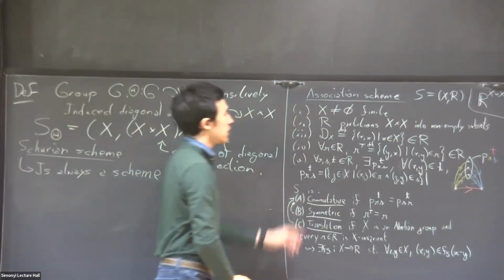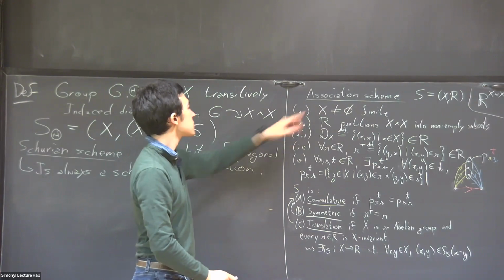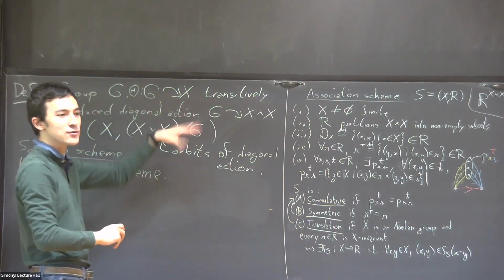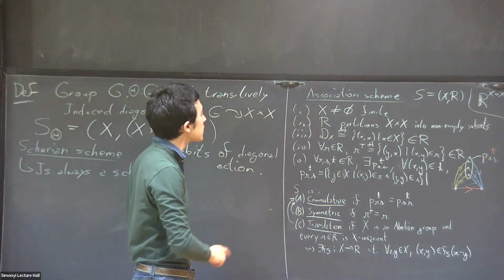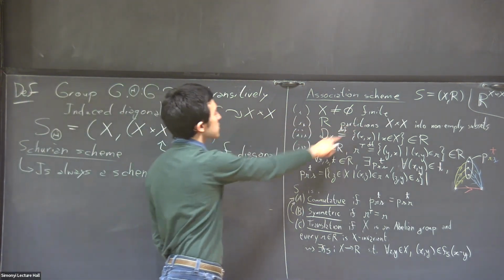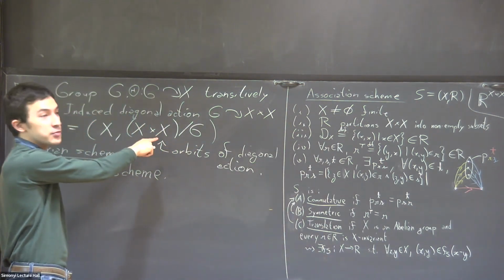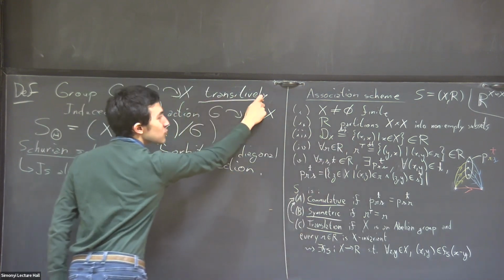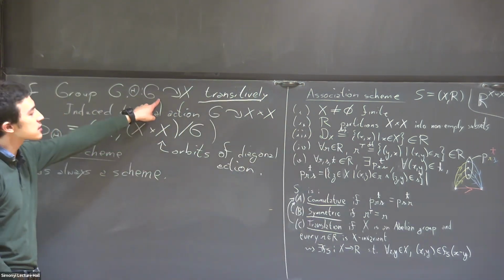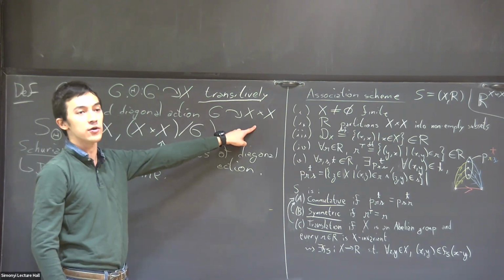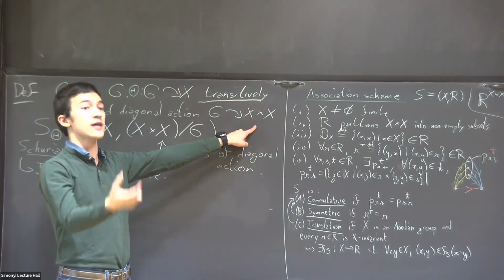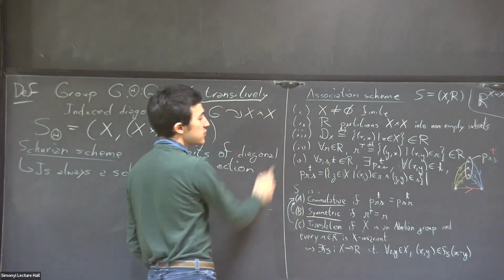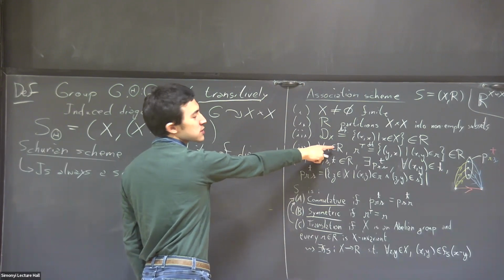Okay, so let's just check this. So X is finite. Maybe I should have assumed that X is already non-empty and finite, because that has nothing to do with the action. So X is non-empty and finite. R partitions X cross X. This is completely obvious because these are orbits, right? The diagonal is one of the relations. This is where transitivity comes in. If the action is transitive, then the diagonal will be one of the orbits, right? Because once I take x, x, the action is transitive, I can take it to any x prime, right? So this is also obvious. R and R transpose, this is also obvious, right?